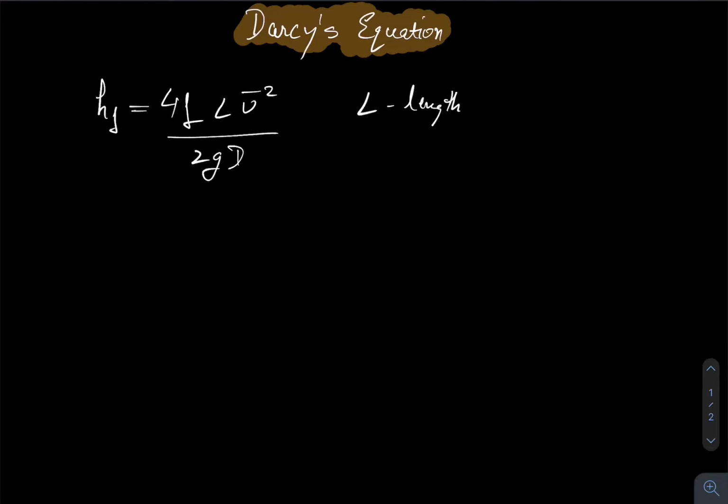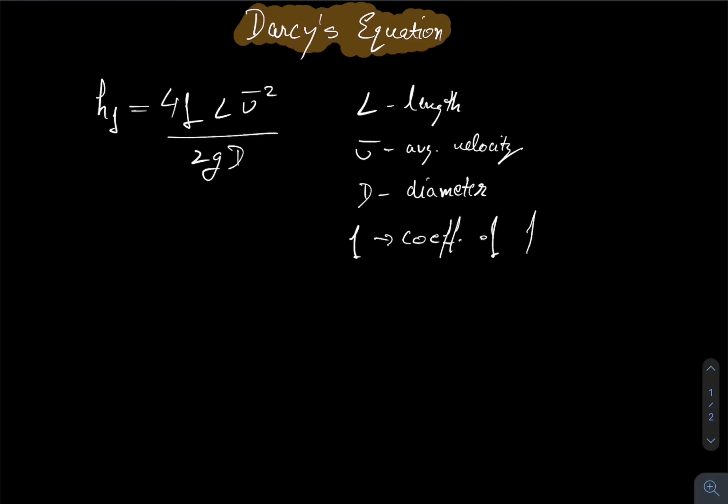length of the section, the control volume section that you have taken into consideration. U bar is average velocity. G is acceleration due to gravity. D is diameter. And here the main thing is F. What is this F? This is the coefficient of friction. I will tell you how to calculate this coefficient of friction. This is the coefficient of friction that we have to put in this equation.